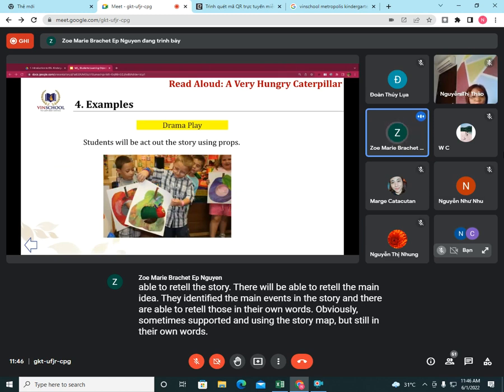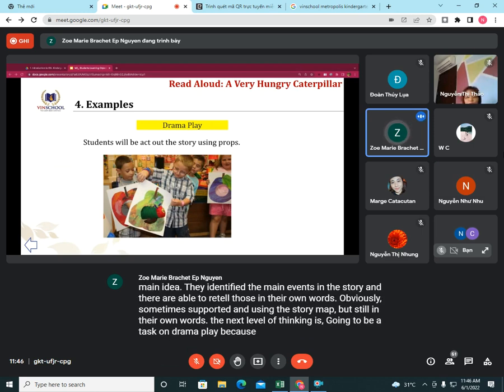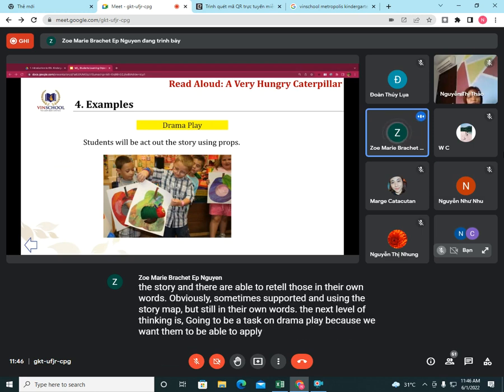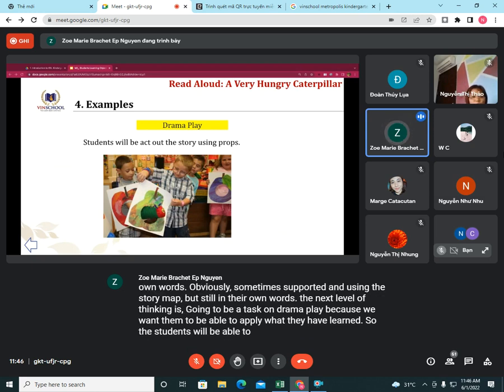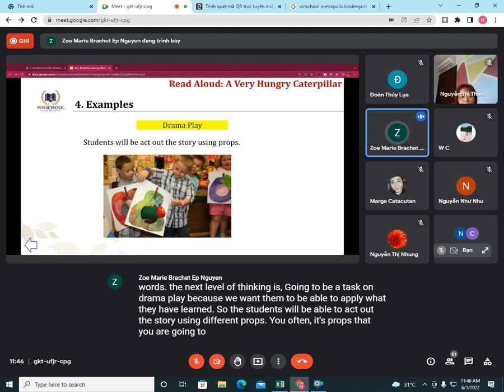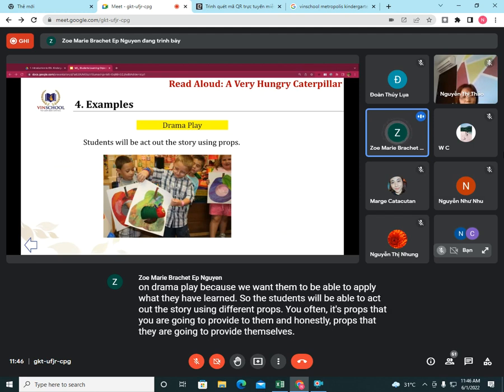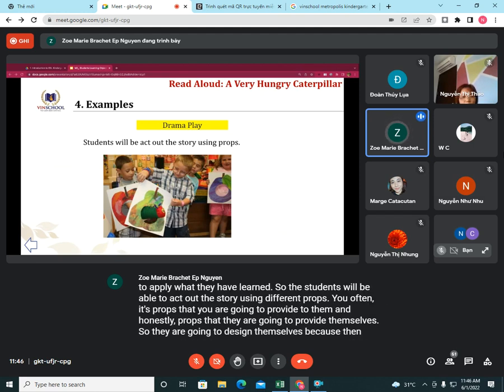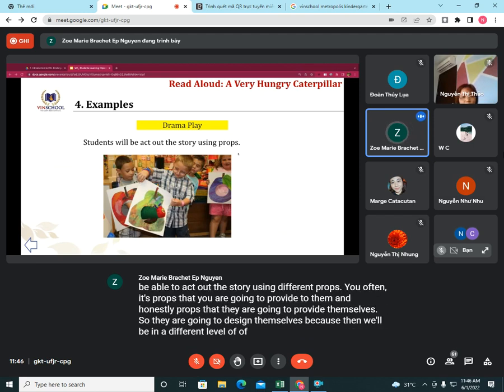The next level of thinking is going to be a task on drama play, because we want them to be able to apply what they have learned. So the students will be able to act out the story using different props. Often it's props that you are going to provide to them, and not necessarily props that they are going to design themselves, because then we'll be at a different cognitive level.